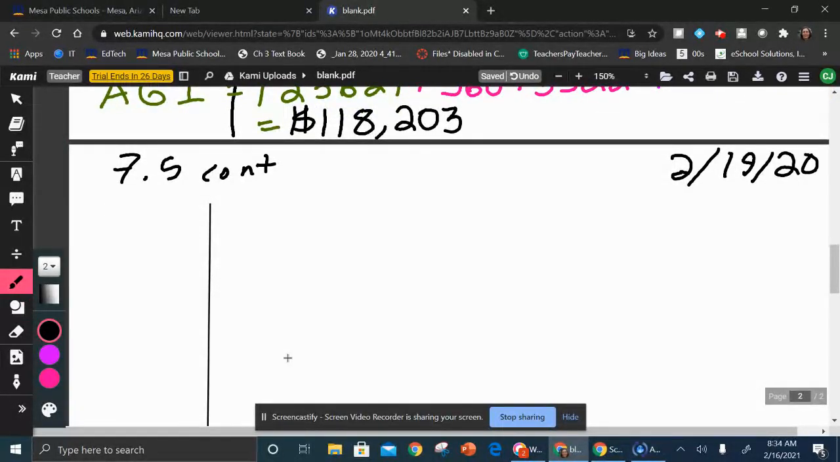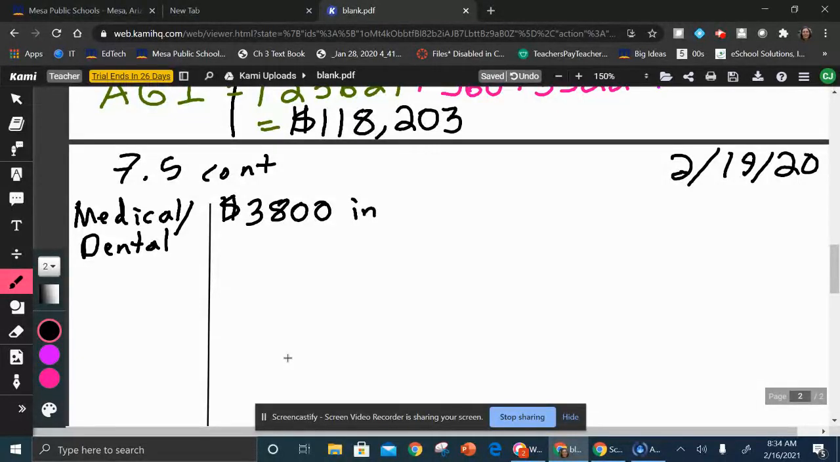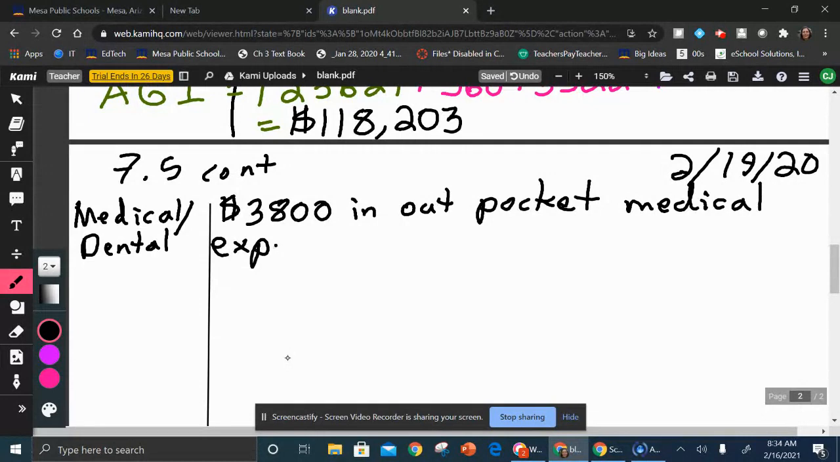Okay, so we also have medical and dental expenses. So everybody, that includes anything that you're paying. So prescriptions, you have to check. So there's some things that they don't cover, but like braces, if you have to get cavities filled, prescriptions, co-pays. Okay, so out-of-pocket medical expenses.